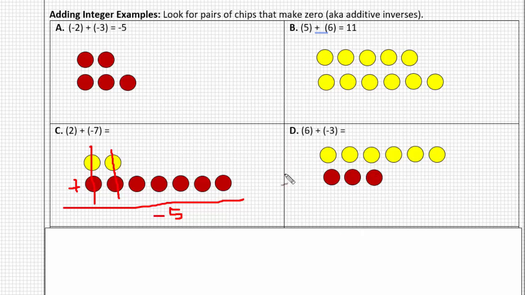Let's take a look at letter D. Same thing would apply. We have our 6 positives, and we're adding to that our 3 negatives. And again, there's chips here where they combine to make 0. These 3 negatives will combine with 3 of the positives to make 0. So those would cancel each other out, and what we're left with is a +3. 2 plus -7 equals -5, and 6 plus -3 equals 3. Let's try 2 more.